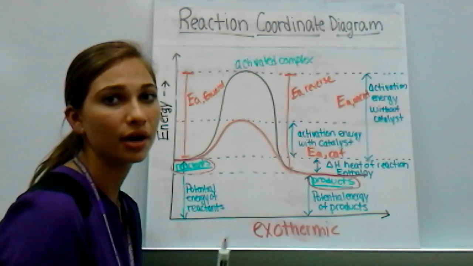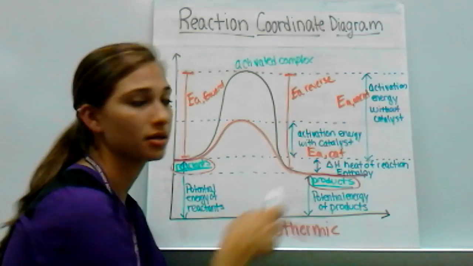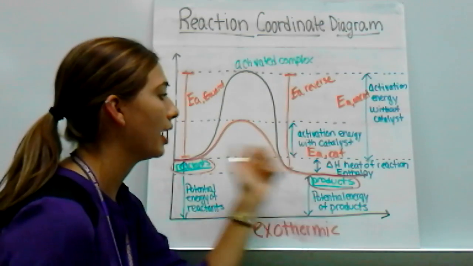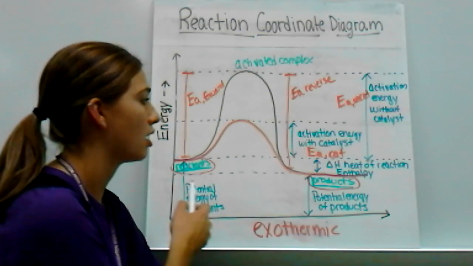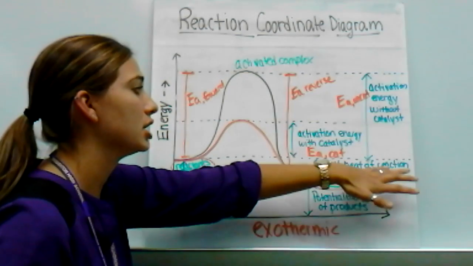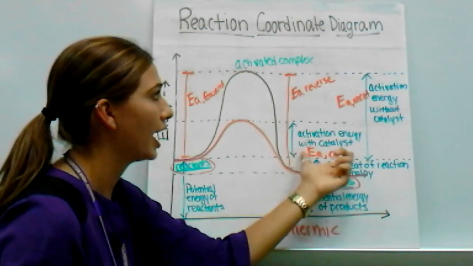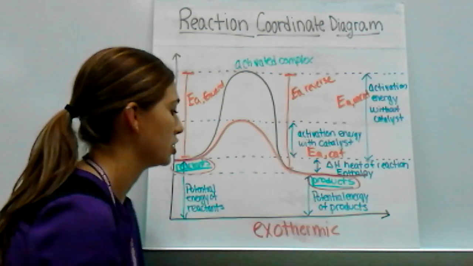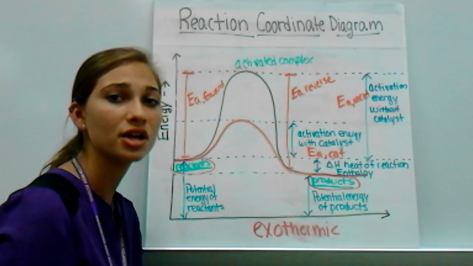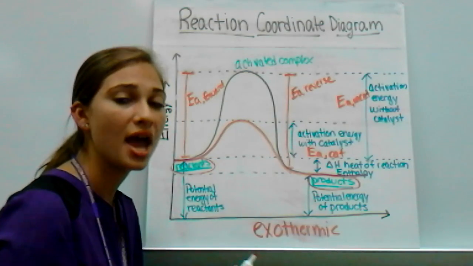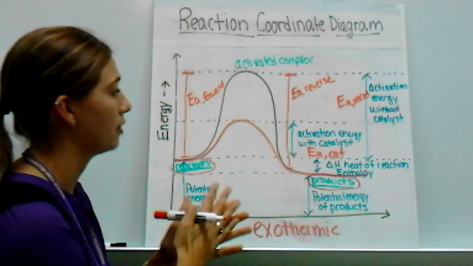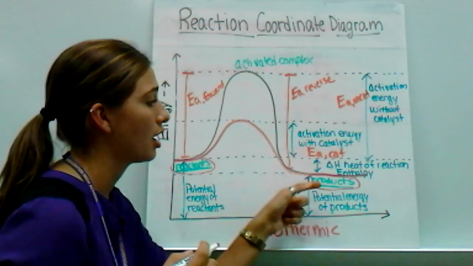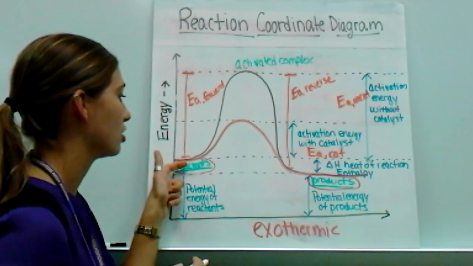Basically, what you have to be able to know for your test is how to read this type of diagram and be able to label the different parts. So EA forward, EA reverse, where your reactants are, where your products are, your change of heat of the reaction, your EA catalyst, your potential energy for your products, your potential energy for reactants, if it's an endothermic reaction, if it's an exothermic reaction. And then if you went back to the other side of this, we learned how to calculate delta H, and that's the energy of your products minus the energy of your reactants.